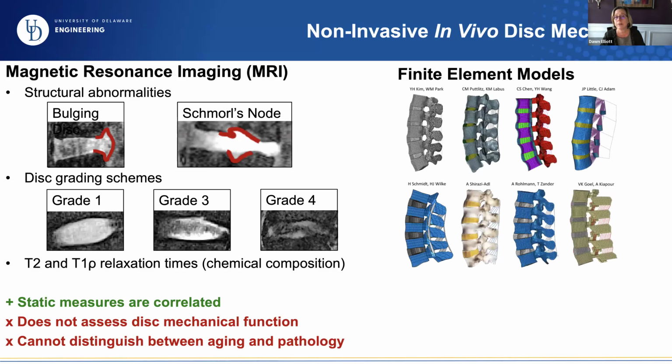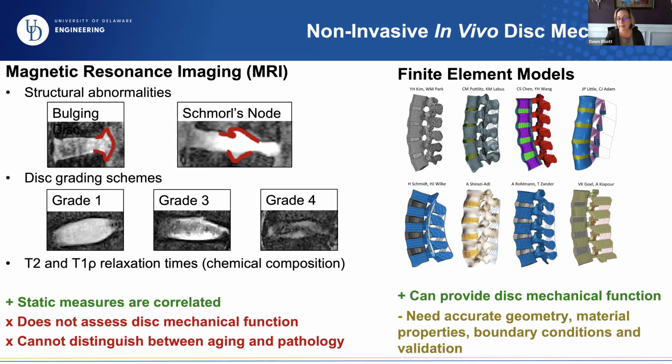Finite element models are another way to quantify in vivo disc mechanics, and we'll have a talk on that today. And they're very important to provide information on disc function, but for them to be useful, they need to have accurate geometry, material properties, boundary conditions, and be validated.